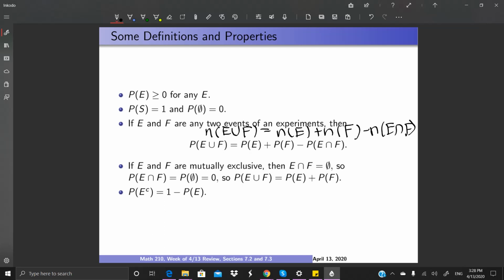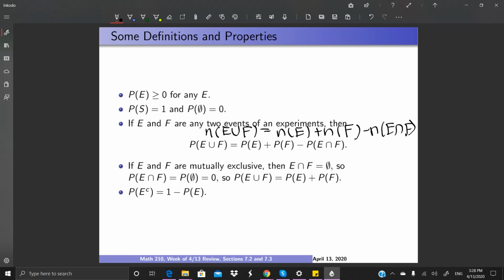And then finally, if E and F are mutually exclusive, and we talked about that in the previous section, that means their intersection is empty, so these two events cannot occur at the same time, then the probability of E union F is equal to just the probability of E plus the probability of F, because when we subtract the probability of E intersect F, we're just subtracting 0 in this case. And the last bullet point: the probability of the complement of an event is 1 minus the probability of that event, and we'll use this property for sure in one of the examples.